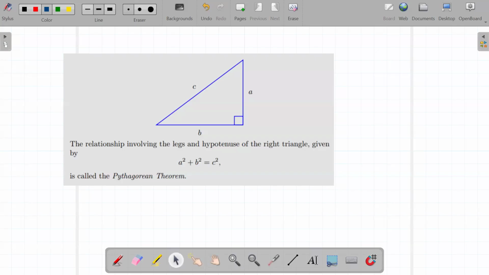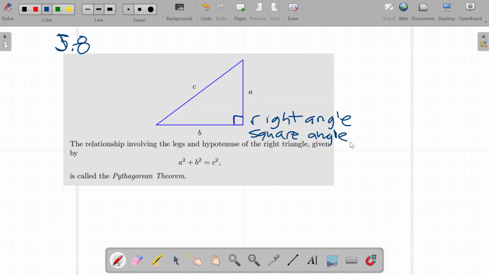So the Pythagorean theorem was discovered about 2,000 years ago. This is in section 5.8 of our textbook, and it's about right triangles. If you have a square angle, that's called a right angle. If you think about measuring angles in degrees, it measures 90 degrees, or a quarter of the way around a full revolution.